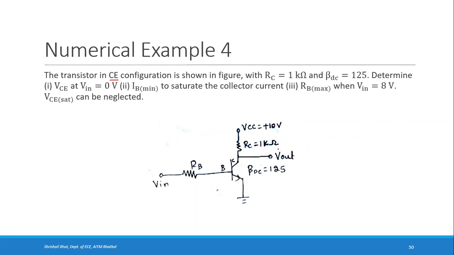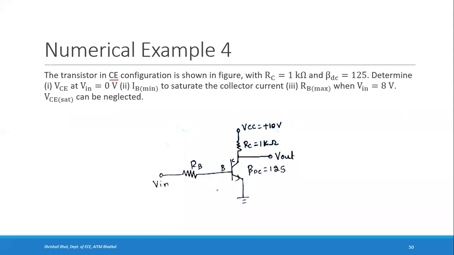With RC equal to 1 kilo ohm and beta DC equal to 125. Determine VCE at Vin equal to 0 volts, that is the collector emitter voltage when Vin is 0 volts. Second, you are also asked to find IB min, the minimum base current to saturate the collector current. Third, find RB max, the maximum value of RB when Vin is equal to 8 volts. You can neglect VCE sat, the saturation voltage.